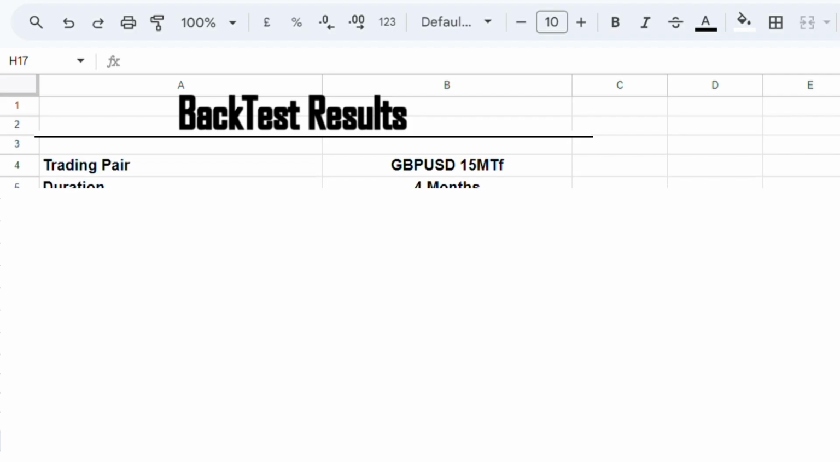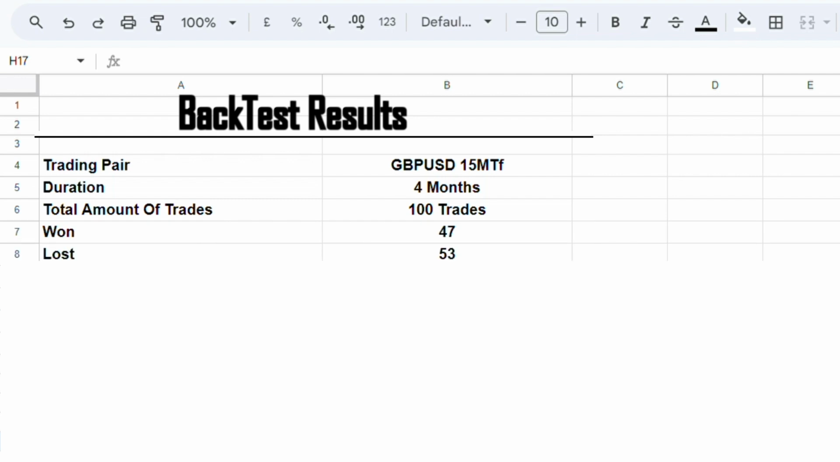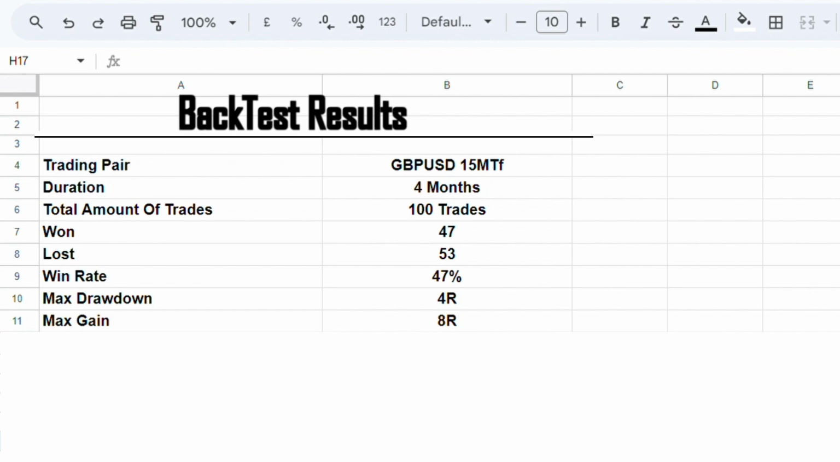So in 4 months, I took 100 trades, 47 won with 53 losing, which means we had a win rate of 47%, a max drawdown of 4R, and a max gain of 8R. So that was positive, as well as the win rate just about being what I would like for a 1 to 2. So these statistics definitely check out, but the net profit in 4 months was 41%. Now, considering the simplicity of this strategy, 41% in that time period is definitely a great result.